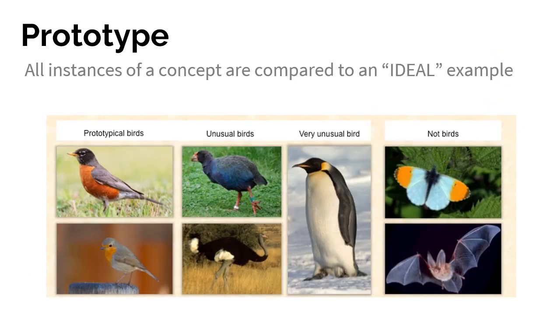Another example here, we see the prototypical birds all the way on the left, birds that are what we think of as birds that can fly. Then we have unusual birds like the ostrich or the emu, birds that cannot fly. And then we have even more unusual birds. And then we get to things that are not birds. They fly. Butterflies and bats fly, but they are not birds. So this is what we mean by the prototype of the bird and then moving all the way to the not bird.